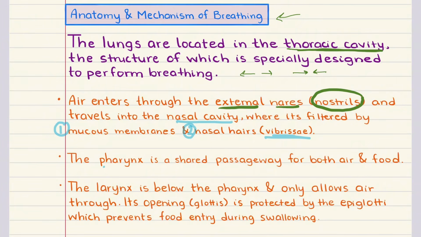Next, the air passes through the pharynx. This is a shared pathway for both food and air. This is why you can breathe and swallow through your mouth or nose. Just below the pharynx is the larynx. The larynx is strictly for air. It will not allow food to pass through.